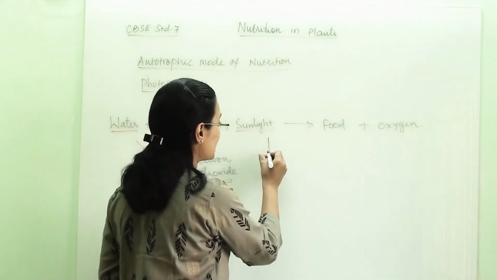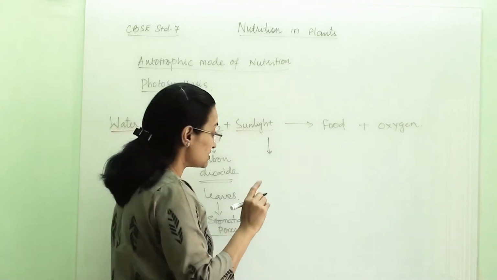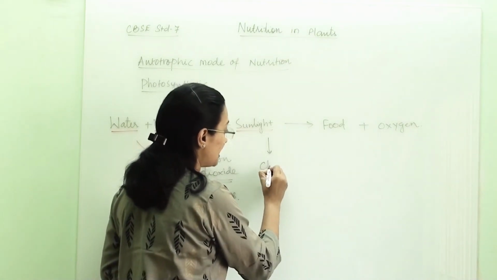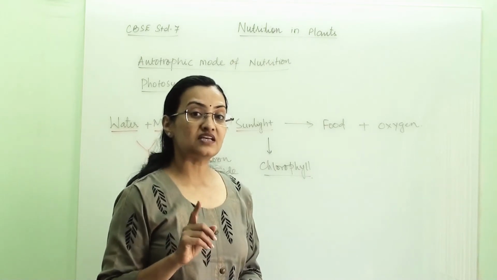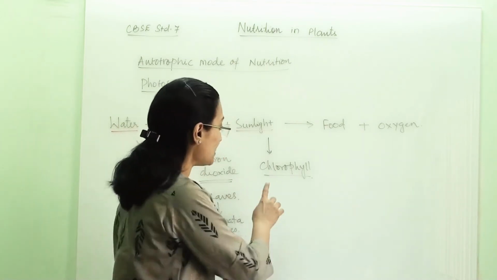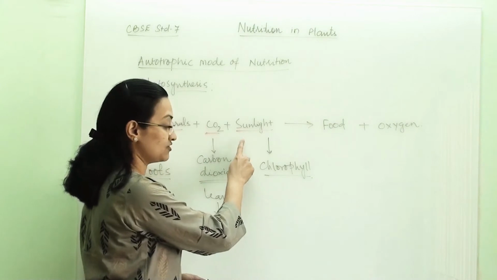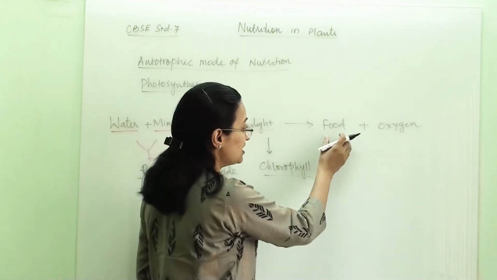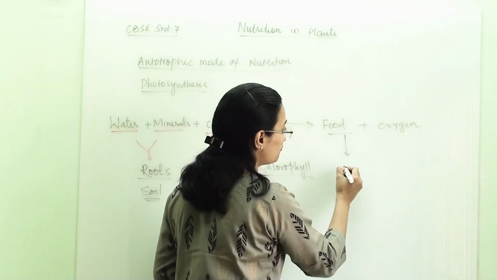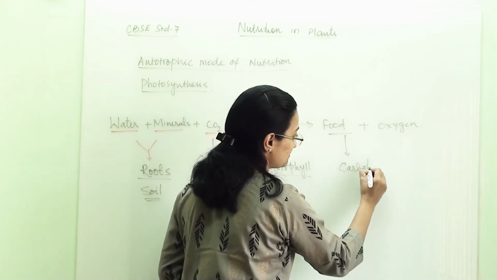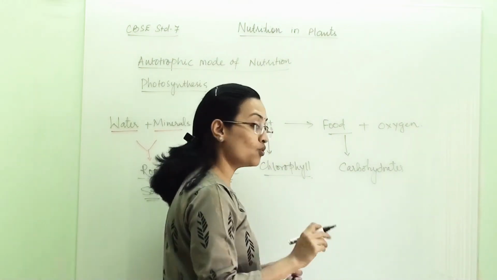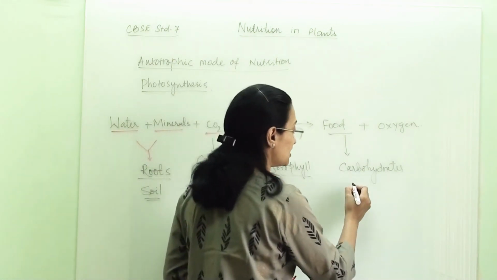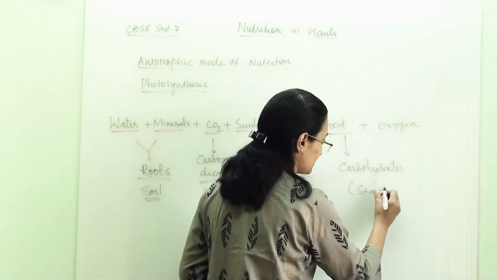Then comes sunlight. Sunlight they are taking with the help of chlorophyll. Chlorophyll is a green pigment present in the leaves. So via chlorophyll they are taking sunlight. Then they are making food. Now food they are making in the form of carbohydrates. Now there are many forms of carbohydrates. They are storing their food in the leaves in the form of starch.